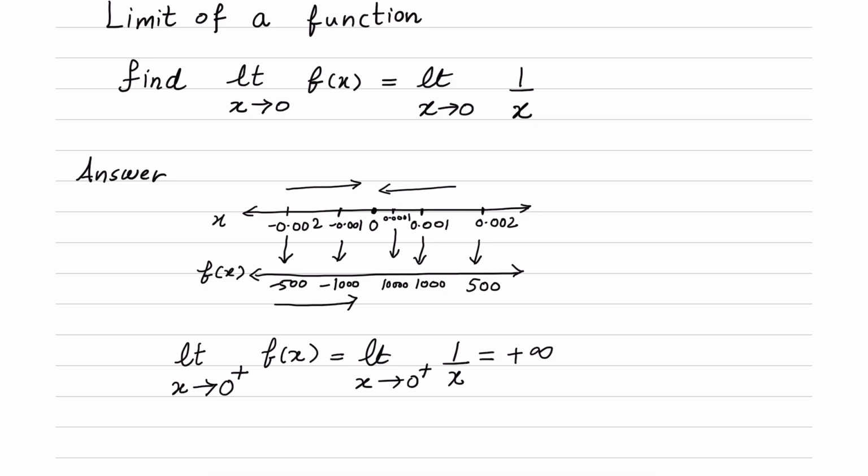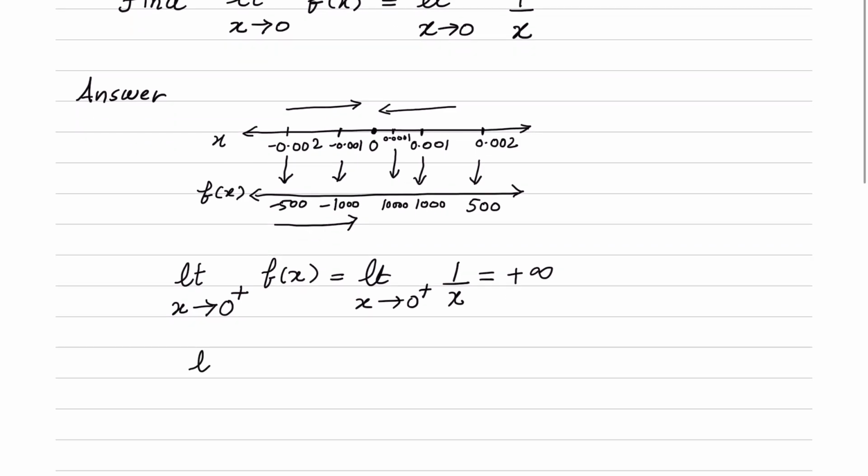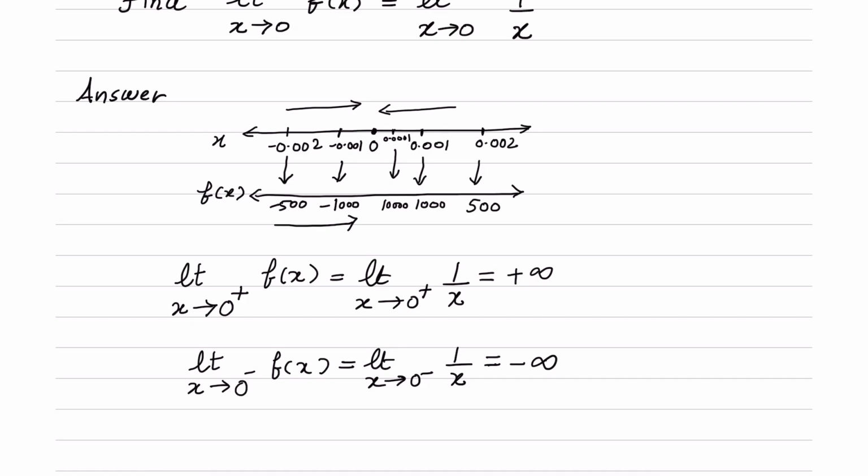So we can write that when x is approaching 0 on the left of 0, the function value, in our case the function is 1 over x, is getting very big, but negative big values, which is minus infinity. So this is how we find the limit of the function 1 over x when x is getting closer to 0.